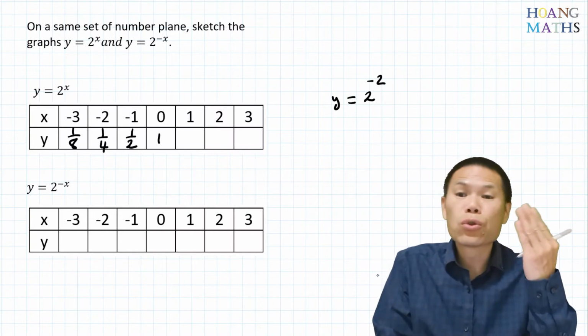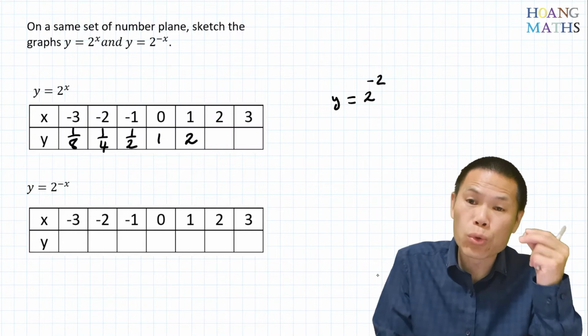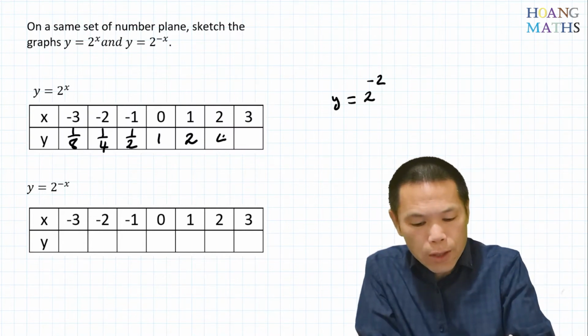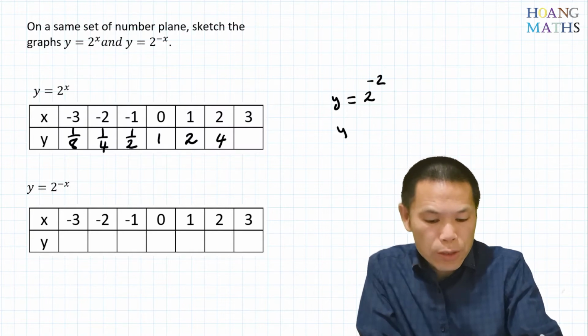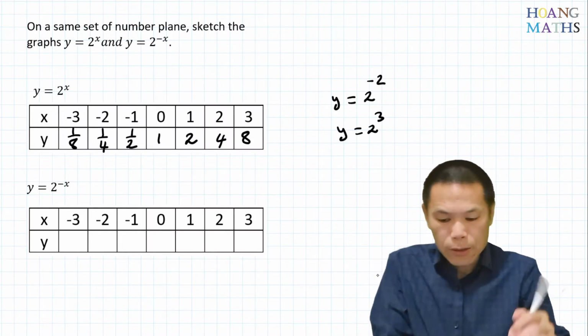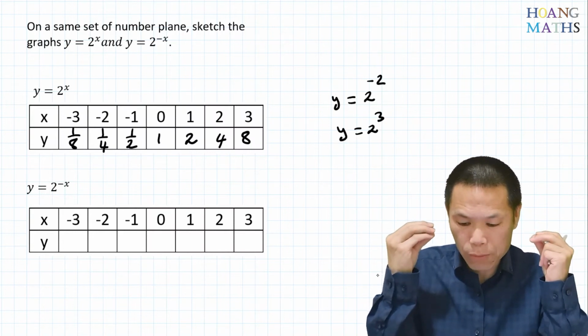And 2 to the power of 1 is 2. And then when x is 2, that becomes 2 squared. So 2 to the power of 2, put it in the calculator, it gives you 4. And then when x is 3, y equals 2 to the power of 3, and 2 to the power of 3 is 8. There you go. So now I just draw a number plane and then plot these points in.